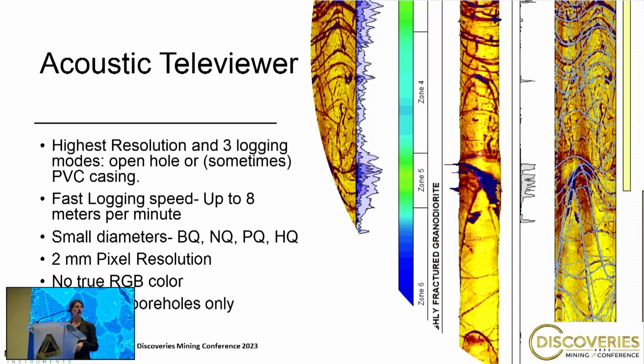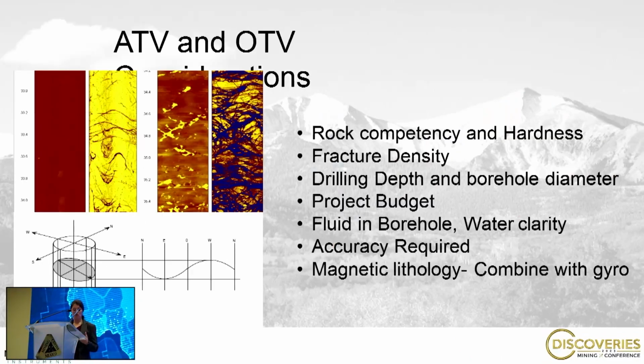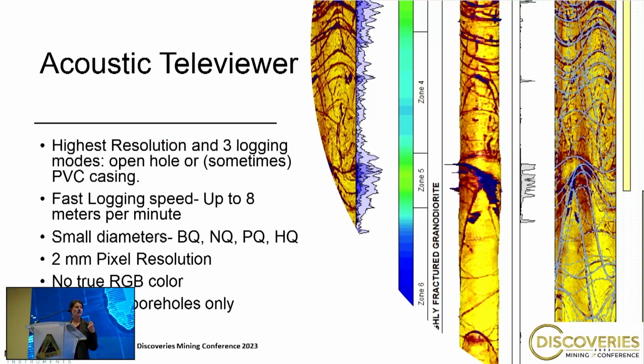Acoustic televiewer, on the other hand, can be used in a mudded borehole or in dirty water. So this is fluid-filled boreholes only. So you're looking at water-filled boreholes, could be clean, could be dirty water. You can use these in mud-filled boreholes, so you can see through that mud, but you don't get that true RGB, red, green, blue color pixels like you do with an optical televiewer. Similarly, very small diameters, 2 millimeter pixel resolution. It's the highest resolution you can go, 8 meters per minute logging speed.